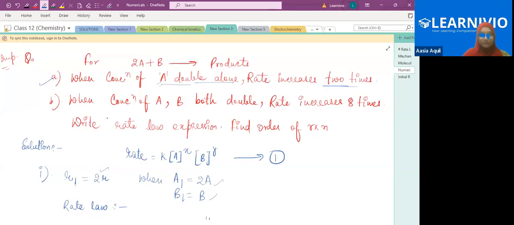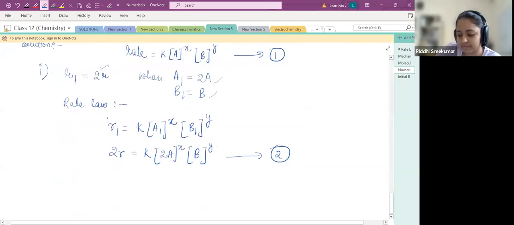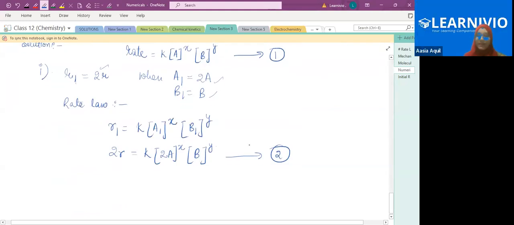Yes, ma'am. Okay. Now see the second equation. Let's suppose this is the second equation. Now see, we have the first equation, and you can write the initial rate equation R is equal to this. For the first case, just write down R1, and for the second case, we will write down R2. So we have equation number 1 and equation number 2. Now divide equation 2 by equation 1.